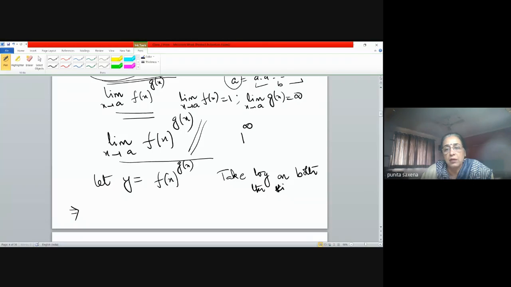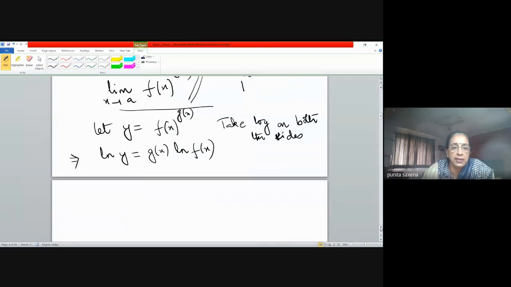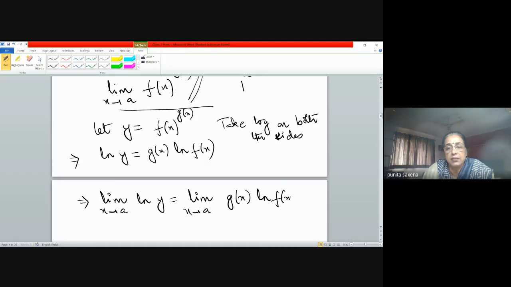Please, I'm sorry for my handwriting today. So when you take log on both the sides, you get log y is equal to gx log fx. यही हो जाएगा ना? But we were to evaluate limit extending to a of y. Okay. So what we do is we take limits on both the sides now. So this becomes limit extending to a log y is equal to limit extending to a gx log fx. ये हो गया, ठीक है?